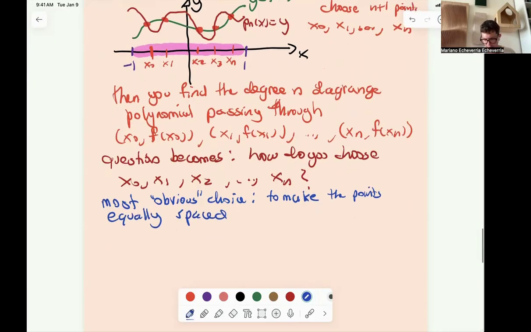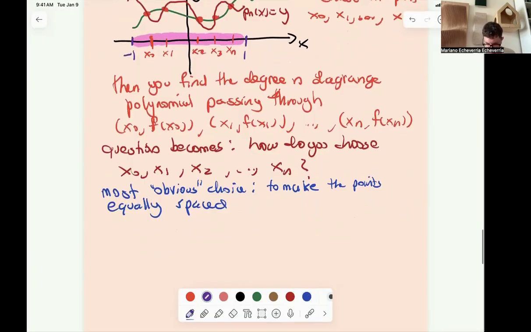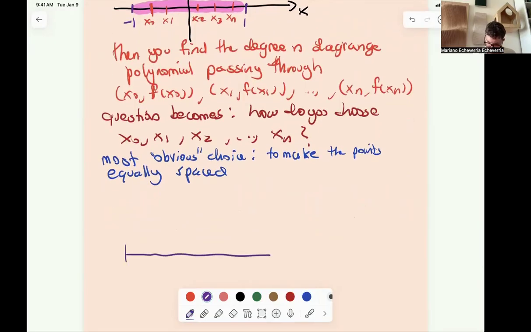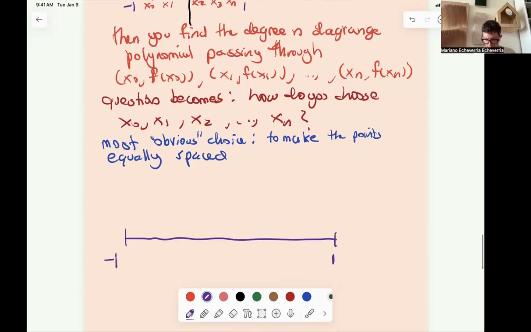And so just to draw it, it makes sense if I draw it on the interval. What I mean by that is that if I choose the interval -1 to 1, then the distance from x0 to x1 is the same as the distance from x1 to x2, which is the same as the distance from x2 to x3, which is the same as the distance from x3 to x4, up to xn.